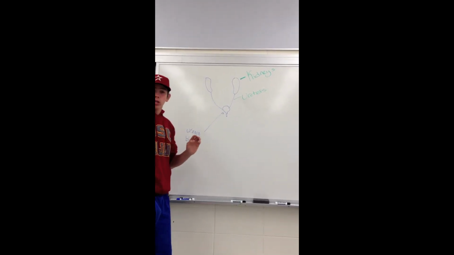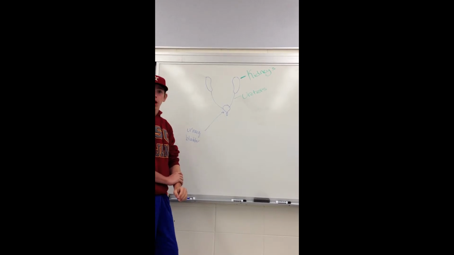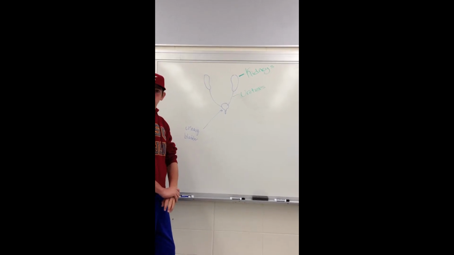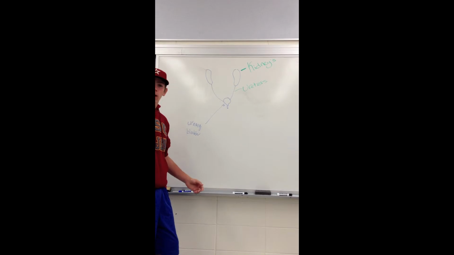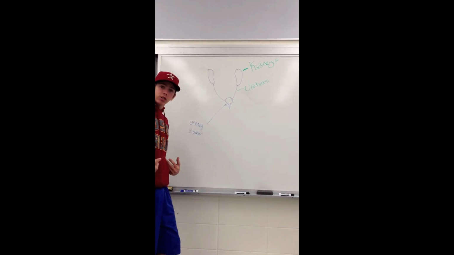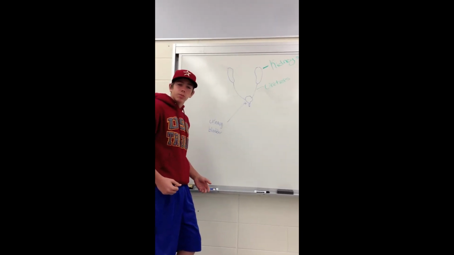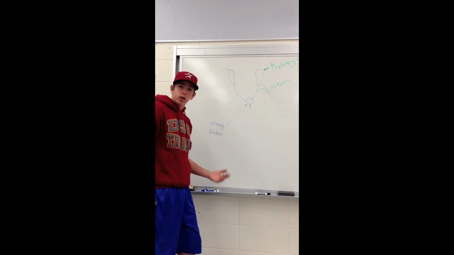Another part of our excretory system is our skin. We sweat out many unwanted substances through our skin, as well as part of our digestion tract, with our large intestine, we expel the more solid waste that we can't get rid of any other way.